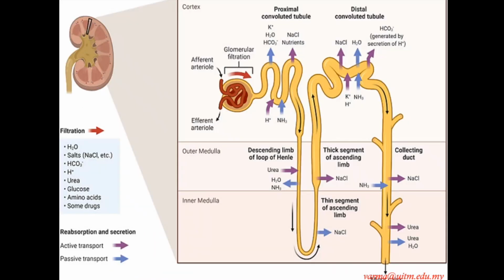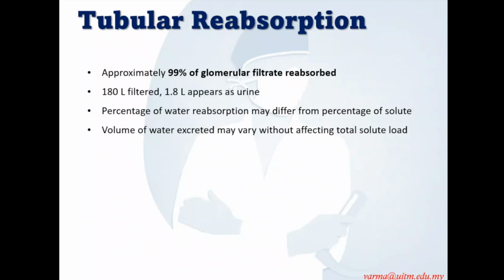Tubular reabsorption. So 99% of the glomerular filtrate gets reabsorbed. As I mentioned, of 180 liters filtered, only 1.8 liters appears as urine, the remainder is reabsorbed. The percentage of water reabsorption may differ from the percentage of solute reabsorption. The volume of water excreted may vary without affecting the total solute load.